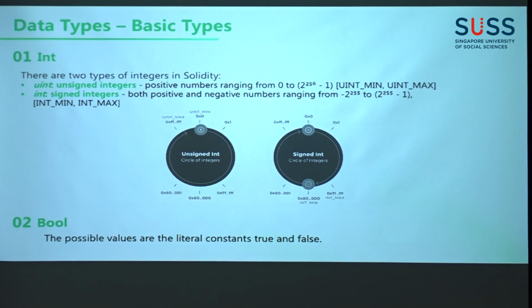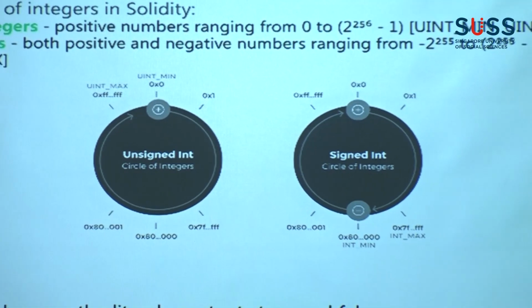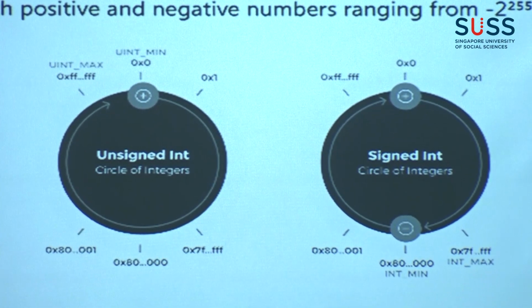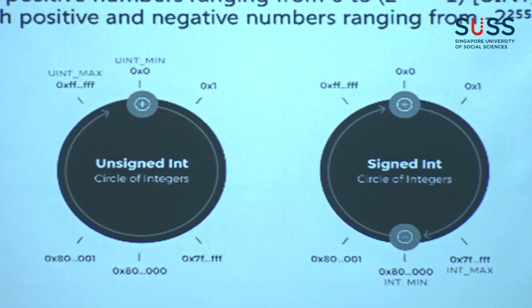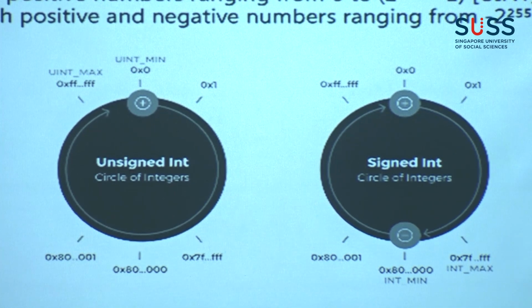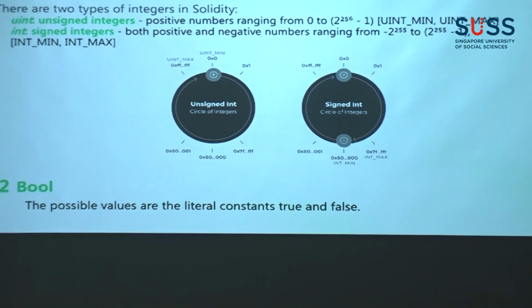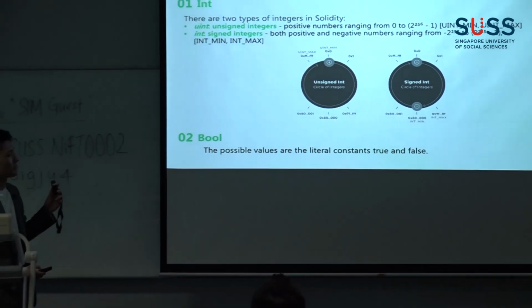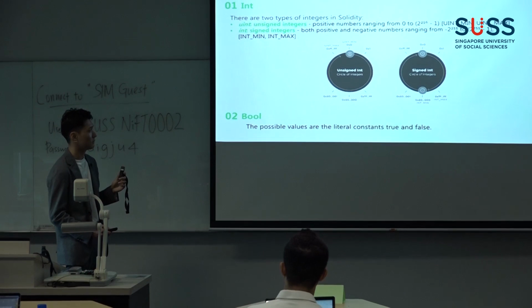There are also special variables reserved in Solidity to represent those numbers. For example, uint min corresponds to the minimum value, which is 0, and uint max is the biggest unsigned integer possible, that is 2 to the power of 256 minus 1. The signed integer also has the same type of special variables. We need to be very careful about the range of our variables because it might cause overflow.